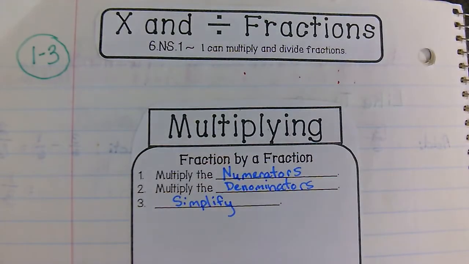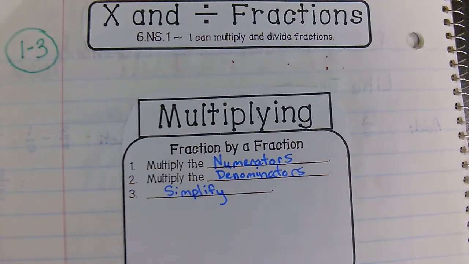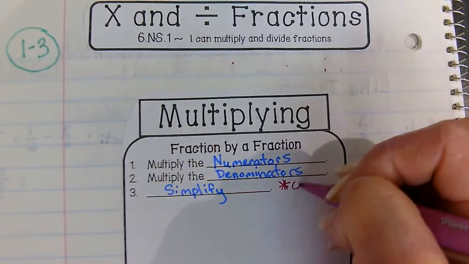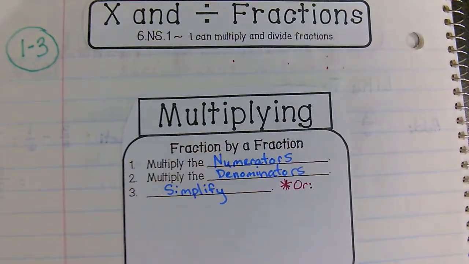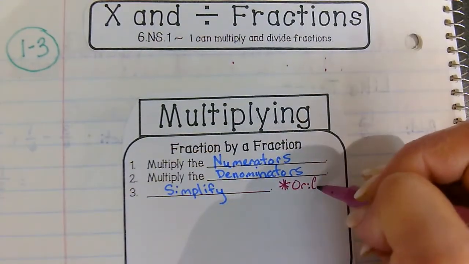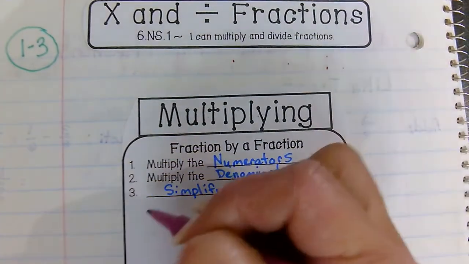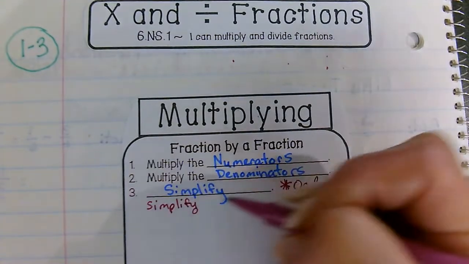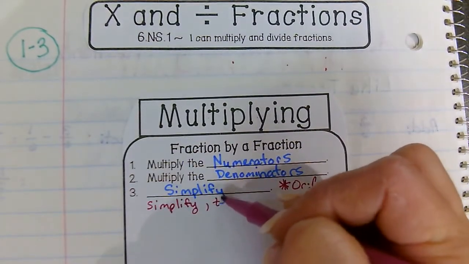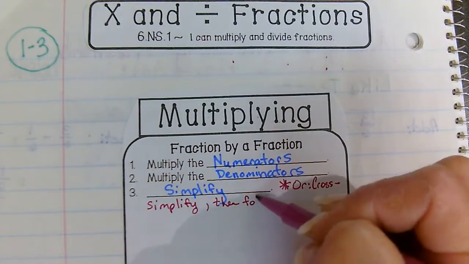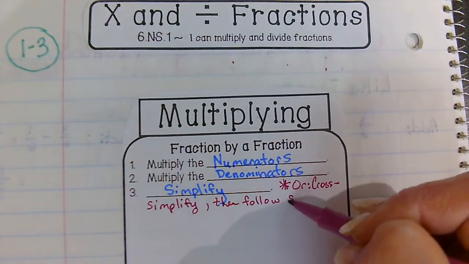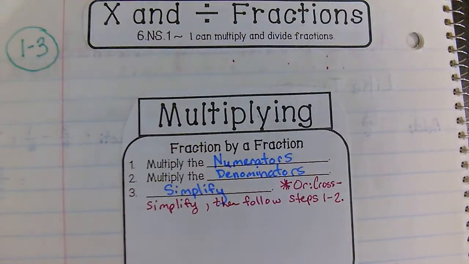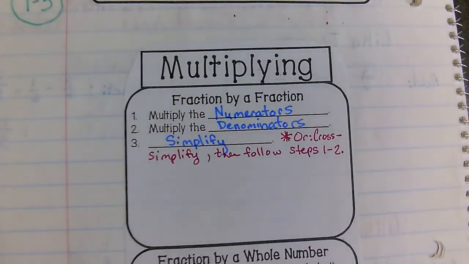Okay, now I'm going to put a little or here, like an asterisk, okay? Or cross dash simplify, then follow steps 1 and 2. Just like that, okay? Now let's look at an example of this.